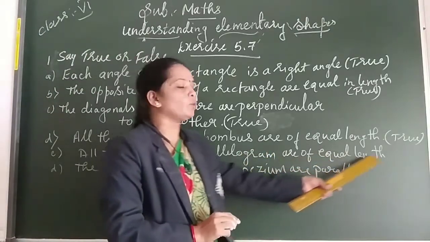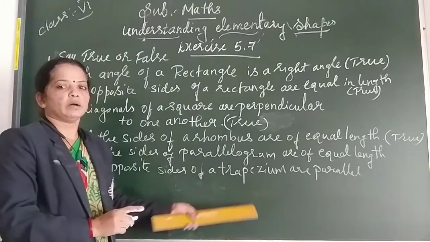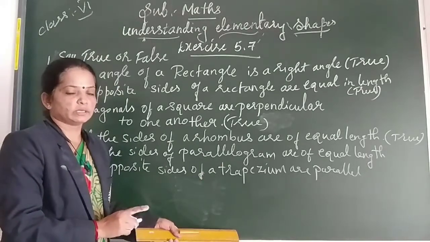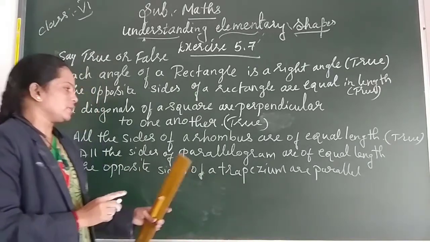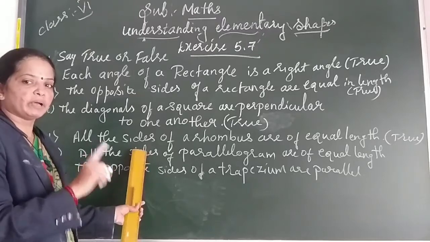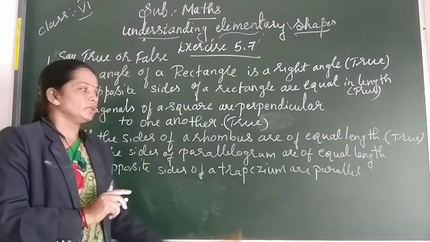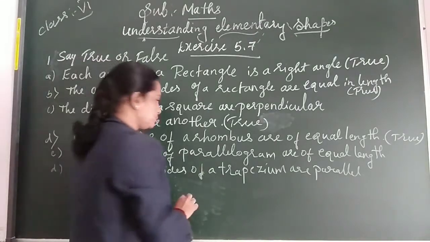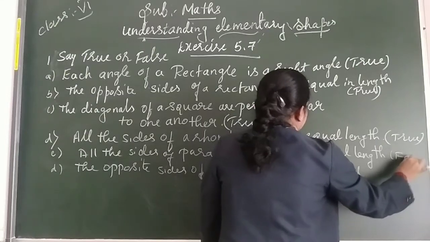So the next statement: all the sides of a parallelogram are of equal length. If you see the properties of a parallelogram, a parallelogram is a quadrilateral with a pair of opposite sides parallel to each other. The pair of parallel sides are equal in length, but not all the sides of the parallelogram are equal in length. It is a false statement.